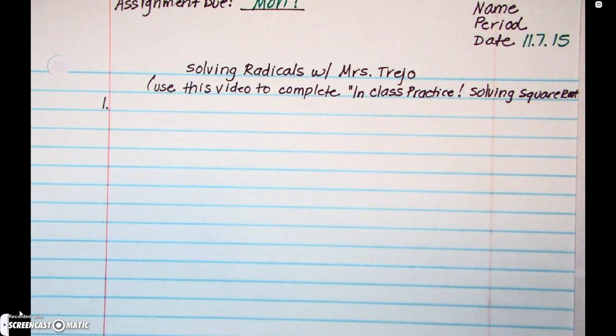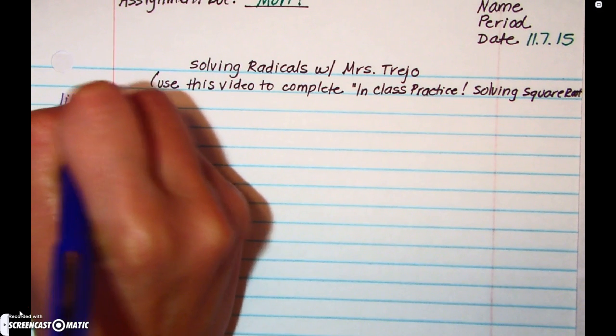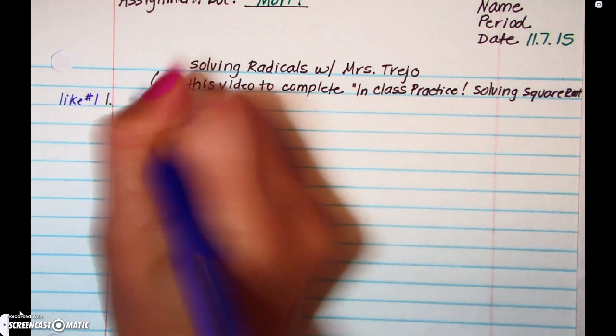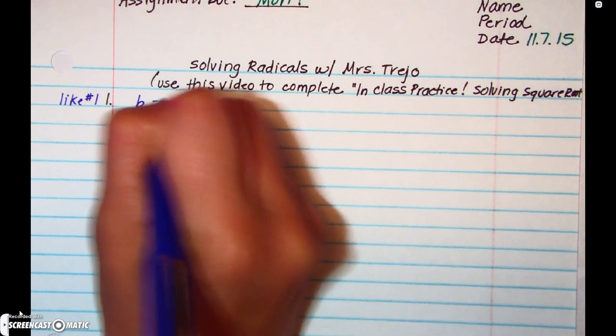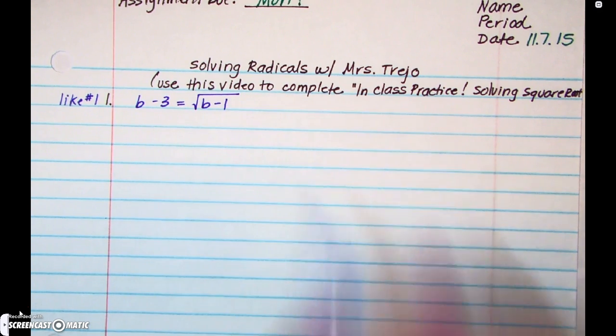So I'm going to go ahead and give you a bunch of problems. They're going to be very similar to the ones on your worksheet. And these are some good practice problems, okay? So number one is going to be just like number one. Our problem is b minus 3 is equal to the square root of b minus 1.